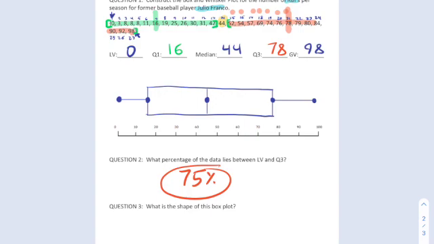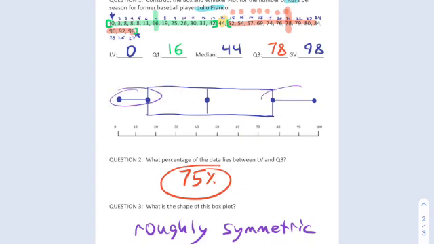When I'm determining the shape, I'm going to compare the 2 whiskers. If I notice that one whisker is especially longer than the other whisker, I'll say that the graph is skewed in that direction. In this case, I think that these whiskers are close enough in size to call this graph symmetric. And a lot of times we'll use the word roughly before symmetric, since it's not perfectly symmetric, but it's closer to symmetric than it is skewed.